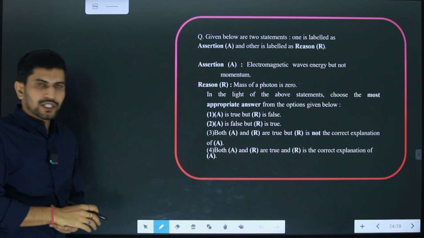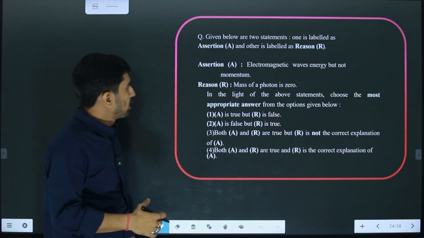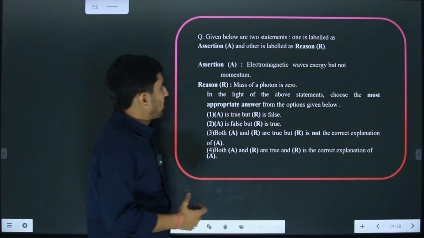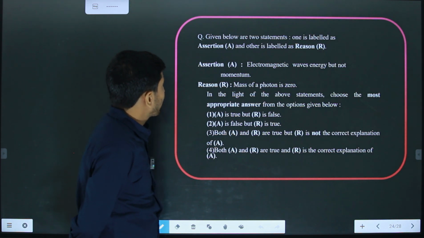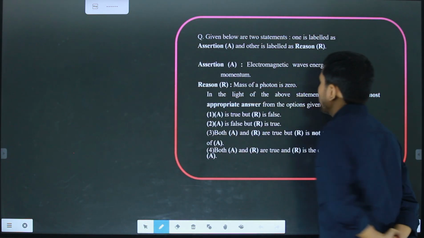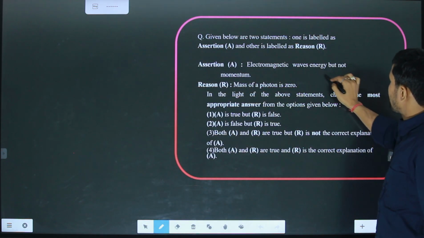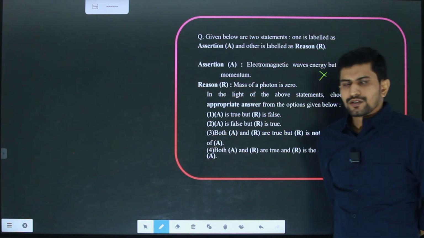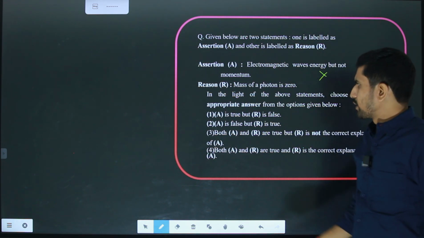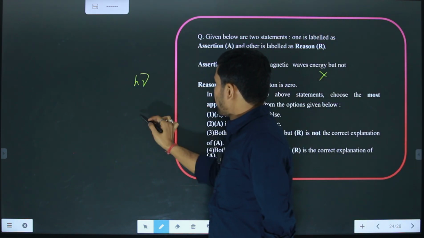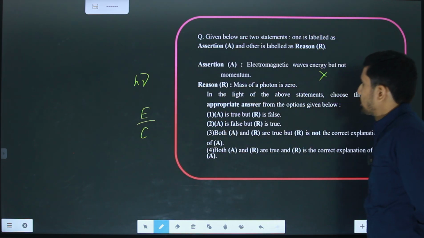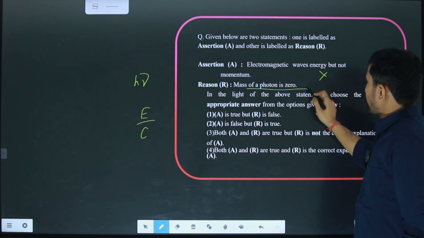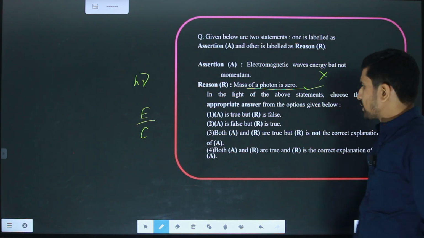Again, we have one assertion reason question. Let's read the statements. Electromagnetic waves have energy but not momentum. This statement is incorrect. Electromagnetic waves will have energy as well as momentum. Energy is given by h nu and the momentum is given by energy divided by c. Okay. All right. Mass of a photon is equal to 0. Yes, this fact is correct.